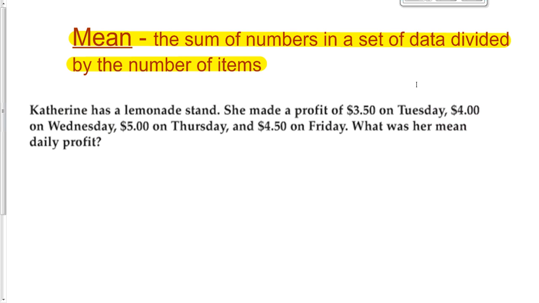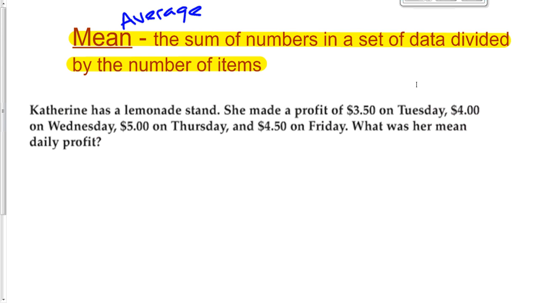Alright, this is mean, or another word for mean is average. Okay? And you want that definition down. It's the sum of numbers in a set of data divided by the number of total items. So this is something we probably learned years ago, and we just continue to build on this understanding.